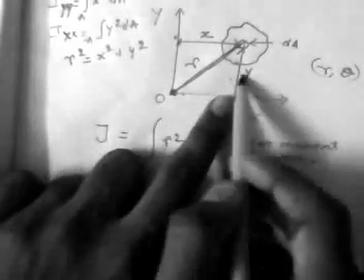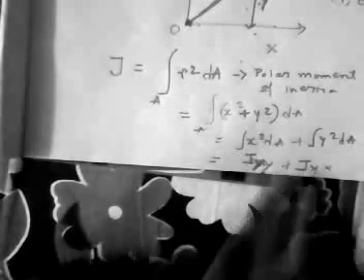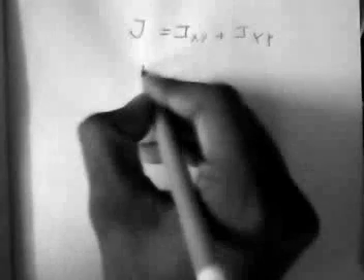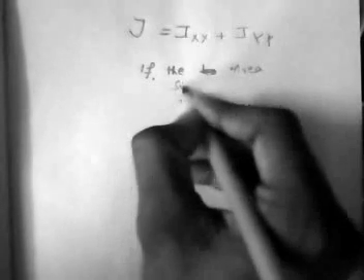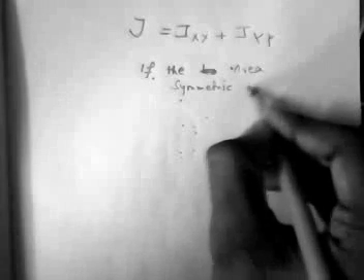It will be Iyy and it will be Ixx, because the moment of inertia about y will be x square into that area, and the moment of inertia about x will be y square into dA. So this can be written as Iyy plus Ixx. The form we get is J equal to Ixx plus Iyy. Getting my point? Okay.